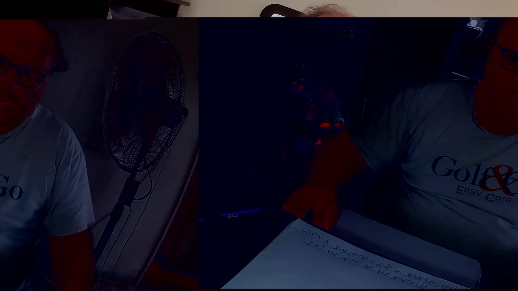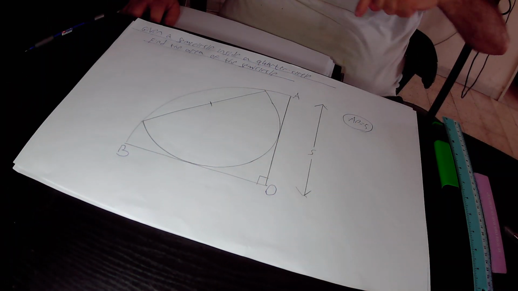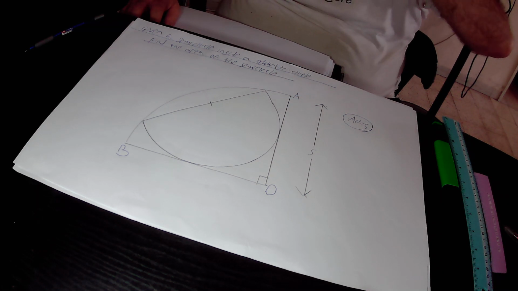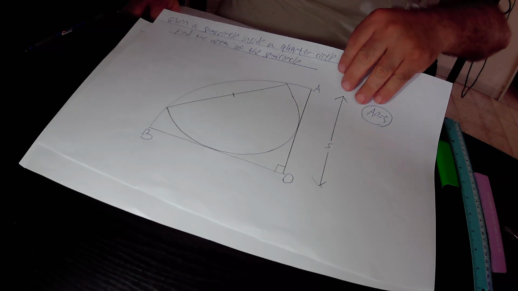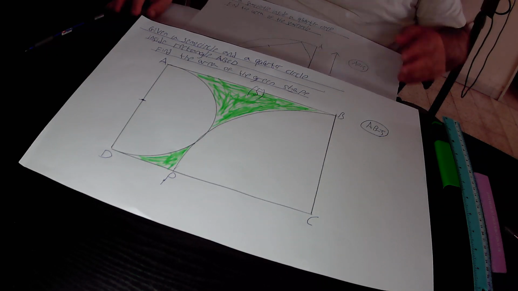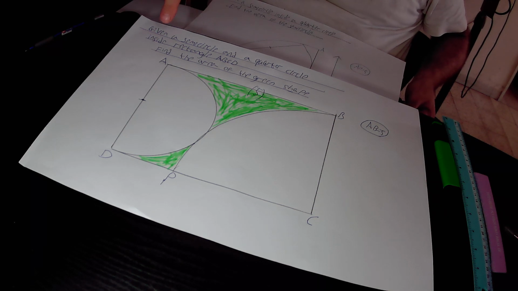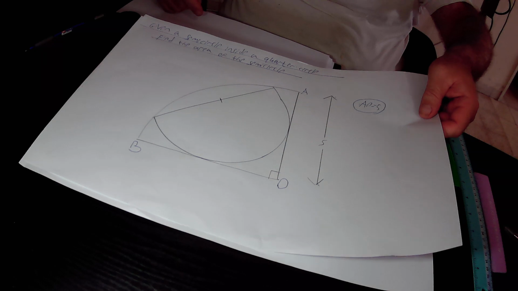Hello, in this lecture we'll answer two questions. In the first question, we find out the area of this semicircle that is inside quarter circle AOB. And in the second question, we'll find out the area of this ring shape that is inside rectangle ABCD. So we start with the first question.